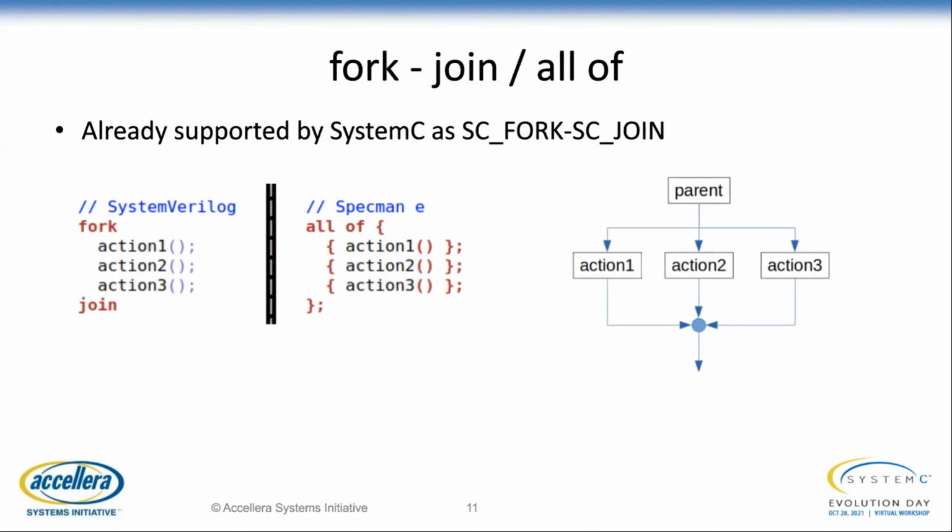So the first one is fork join. This is already supported by SystemC. As I said before, the parent spawns a number of child threads and does not resume until all of them have finished. And this is the syntax in SystemVerilog and Specman-e. In SystemVerilog, we have a fork join, and in Specman-e, it's this all of statement, which basically tells you that all of these actions have to finish until the main thread can continue execution.